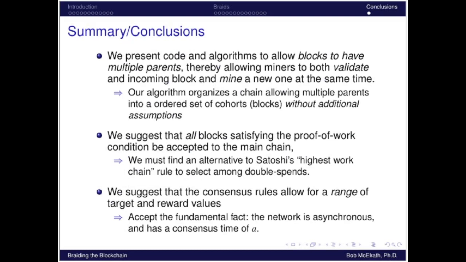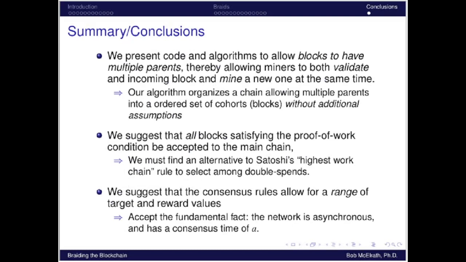So that's my presentation summary here. We presented code and algorithms which allow blocks to have multiple parents, thereby allowing miners to both validate an incoming block and mine a new one at the same time. This is probably the major contribution of this: the algorithms which will allow us to organize blocks into a chain. The way I've done this, it does so without any additional assumptions. The only thing going on is that blocks have multiple parents, and the UTXO set naturally occurs where we can have everybody that came before as an ancestor and everybody that comes after as a descendant. This is the definition of a cohort.